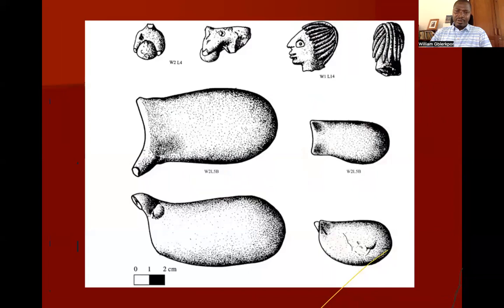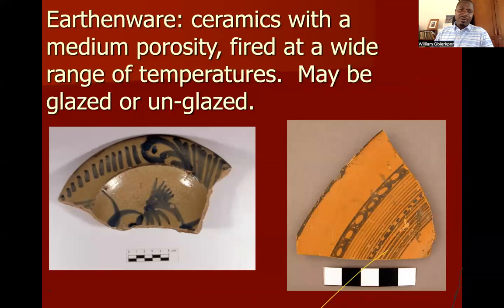Okay, so these are some examples. Then if we move from the terracotta figurines, we come to earthenware. Earthenware ceramics or pottery include ceramics with a medium porosity fired at a wide range of temperatures, and they may be glazed, that is having a shiny surface on them, or they may not be glazed, so you have this dull one. So when we talk about earthenware, these are some of the things we are talking about.